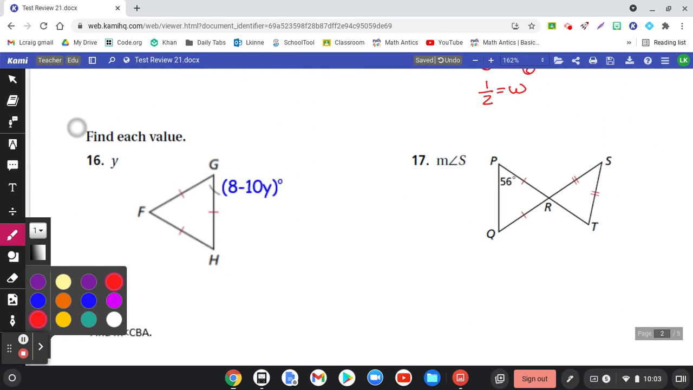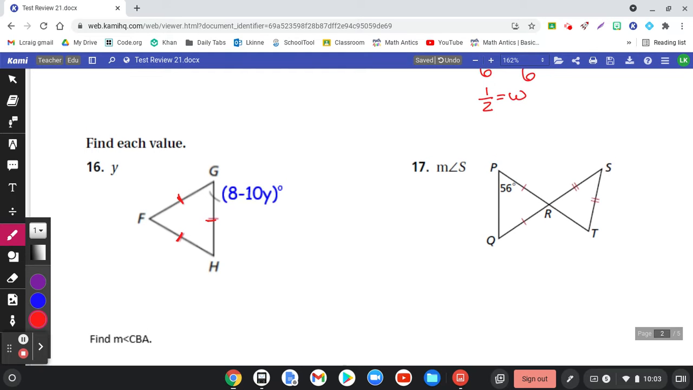This one's a little different. Again, you have 3 congruent sides, which means you have 3 congruent angles. So you could do this a couple ways. I would say, all right, well, if there's 180 degrees, why don't we divide by 3 now? Each angle is 60 degrees, right? So I can say 8 minus 10y equals 60.